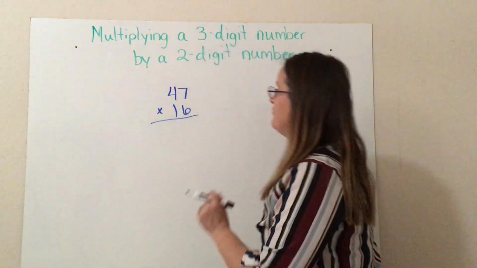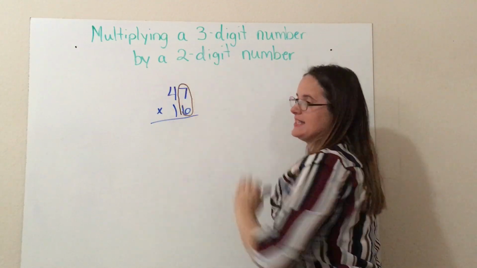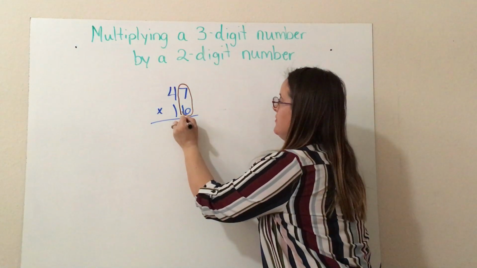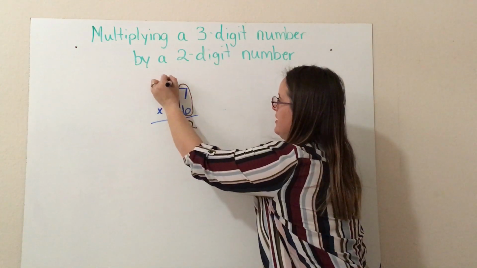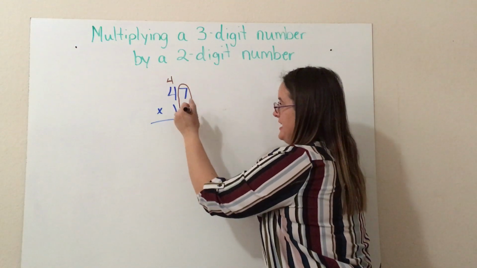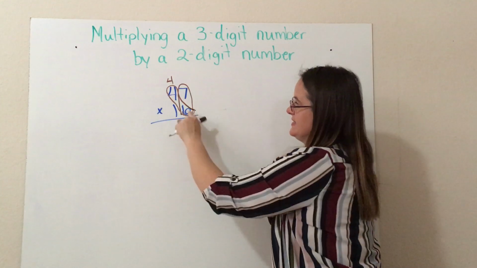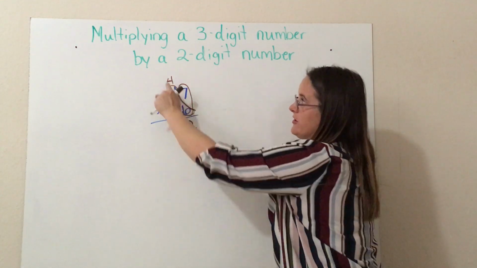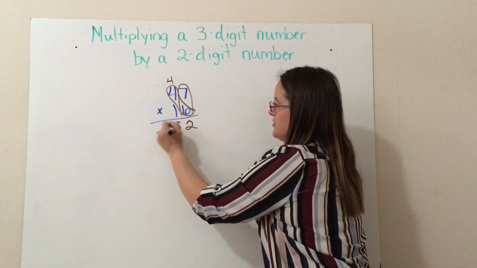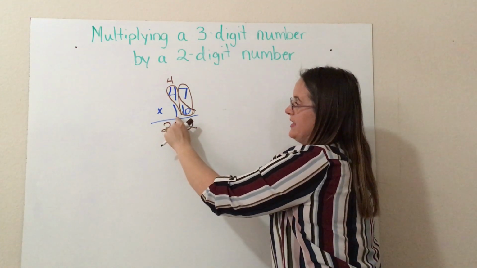So what we did before is we take the ones place and we multiply the 6 times the 7 first. We get 42, carry our 4. Then we multiply this ones place times the tens place. 6 times 4 is 24, plus we're going to add 4, so we get 28. And then we're going to multiply my 1 here.